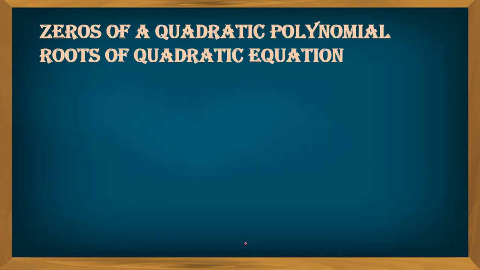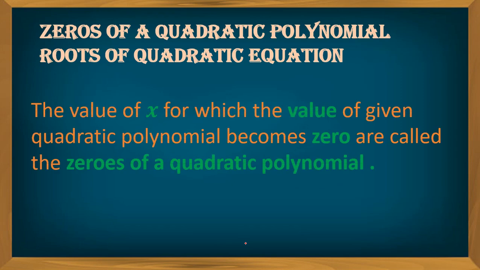Now, zeros of a quadratic polynomial and the roots of a quadratic equation both are related. How are they related? Let us understand. As we know, zeros of a quadratic polynomial are what? The values of x for which the value of the given polynomial becomes 0. That means whatever value of the variable we put in the given polynomial, and the value we get is equal to 0, then the value of that particular variable is the zero of the quadratic polynomial, correct?